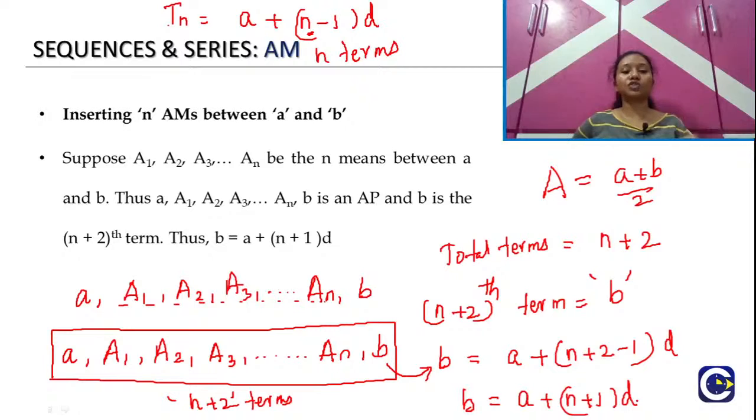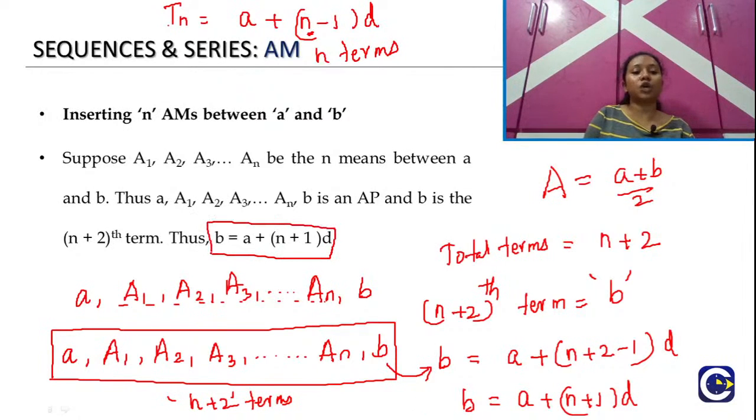So far, from this given progression, we have determined the total number of terms, which is n plus 2, and the last term, which is b equal to a plus (n plus 1) into d. Using this last term, we are now trying to figure out the common difference.